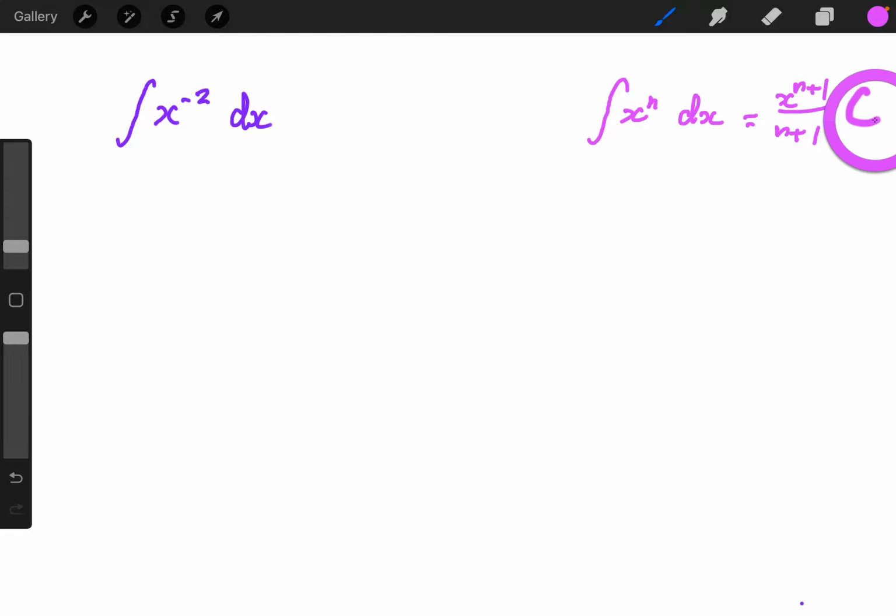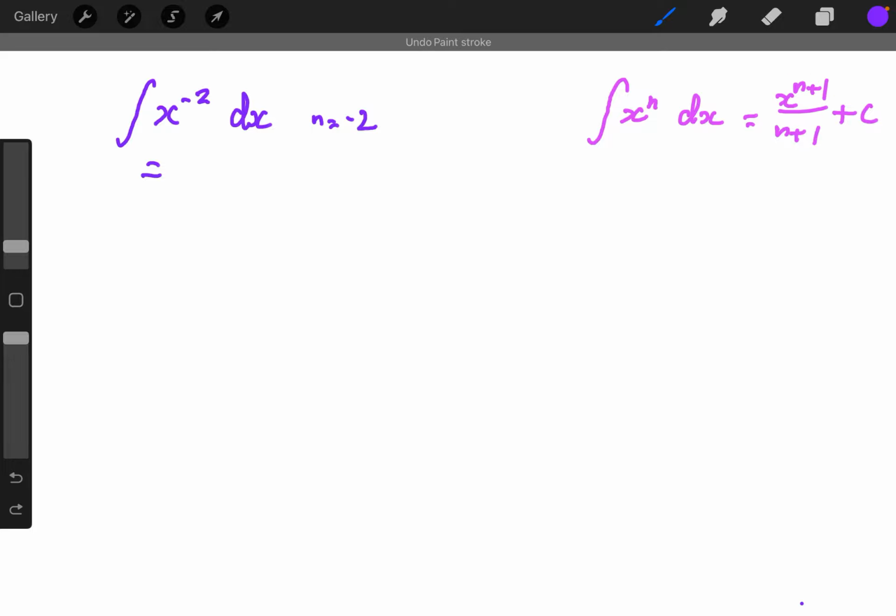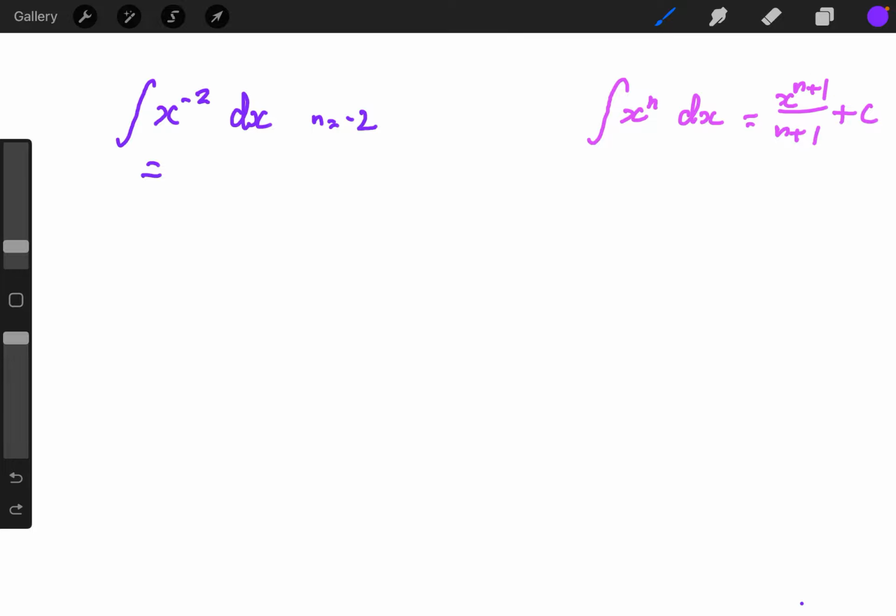Alright, so in our little situation over here in the purple, our n is equal to -2. Alright, but it's n plus 1. So simply, we just add 1 to it, okay? So n plus 1, -2 plus 1 is -1. So this becomes -1 x to the -1 over -1.